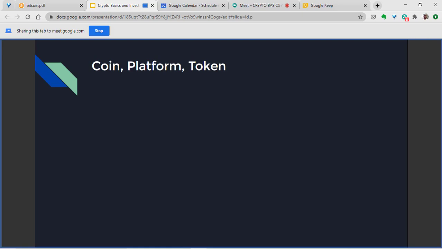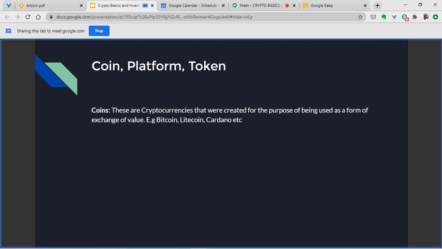So now this is another important thing. We have coin, platform, token. So what are these? Let's start with coins. Coins are basically cryptocurrencies that were created for the purpose of being used as an exchange of value. So basically money. We might call them all cryptocurrencies, but not all of them are money per se. Some were created for that purpose of saying, I give you my phone, you give me 1 Bitcoin. Exchange of value. That's what we call money. Same thing if I give you my pencil, you give me 5 naira. That's exchange of money. We have some examples here: Bitcoin, Litecoin, Cardano.